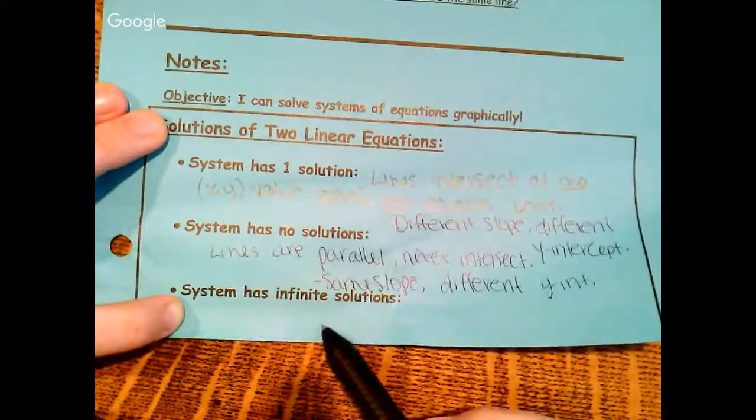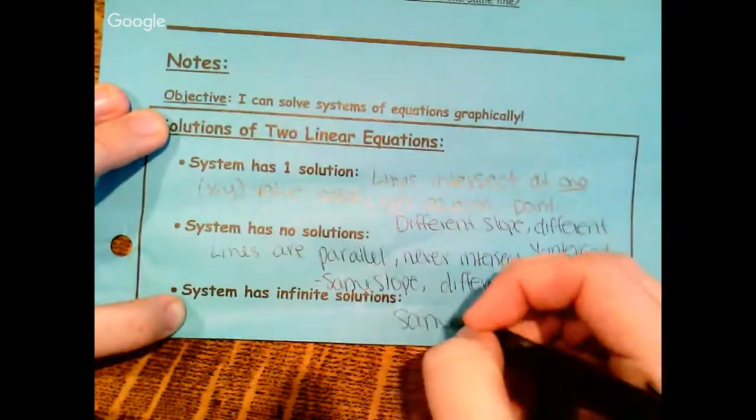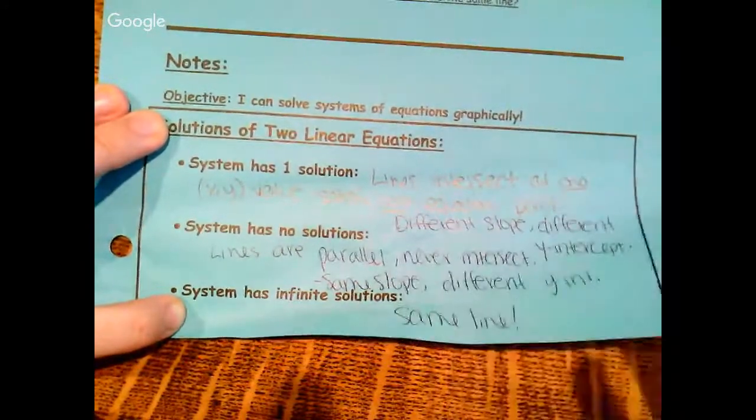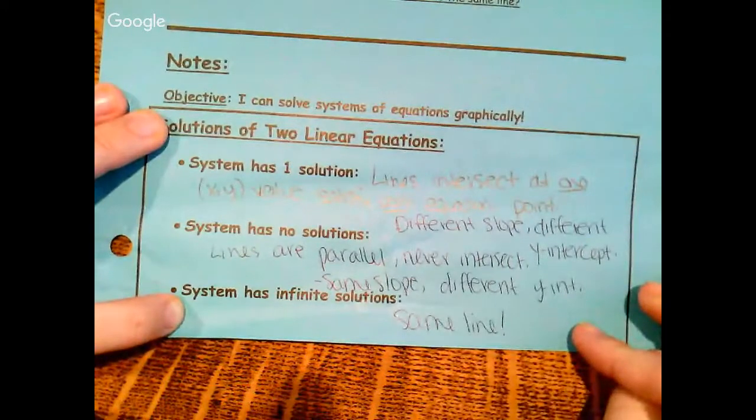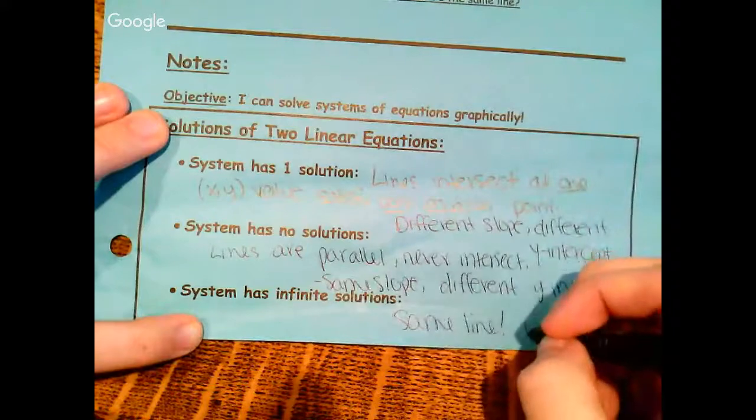Last one, have infinitely many solutions. Well, that is if they are the same line, right? When graphed, they're the exact same. So no matter what point I pick, they're going to be on both of the lines, right? So what that means is they're going to have different slope.